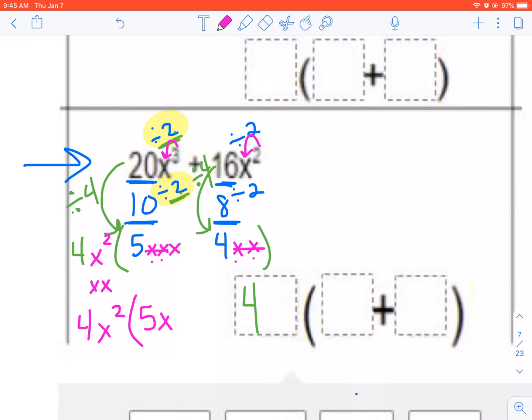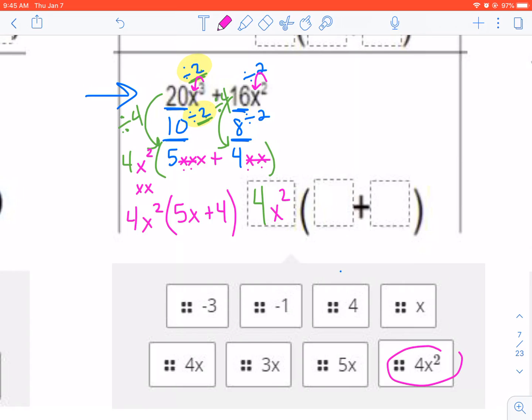And then I have 5x. And then I have, this was a positive 4 with no letters inside that last piece. So we have 4x squared that we're going to need to pop into our box, 5x right here that we would pop in, and then we would pop in a 4.